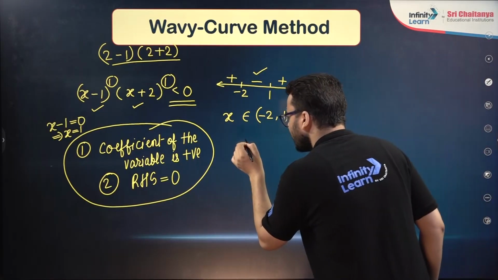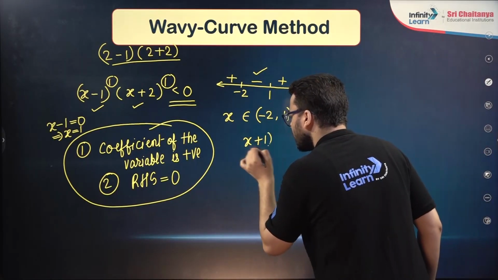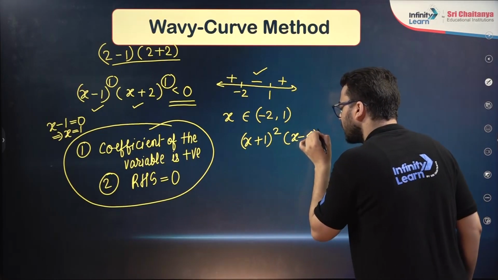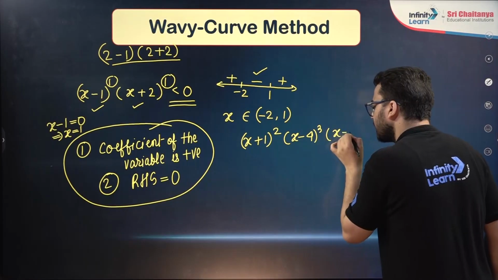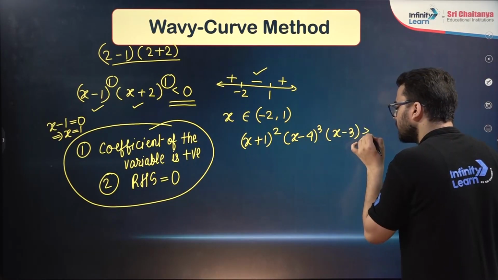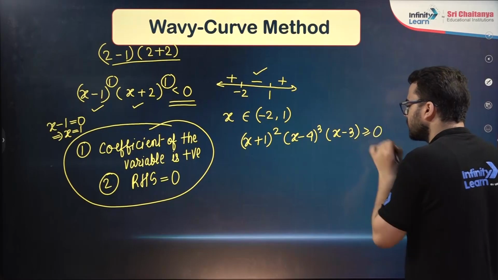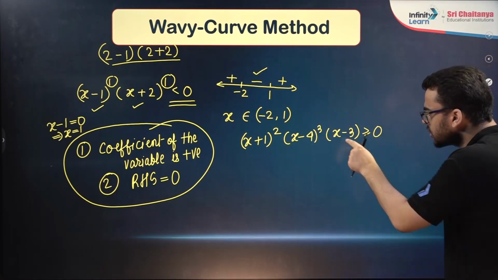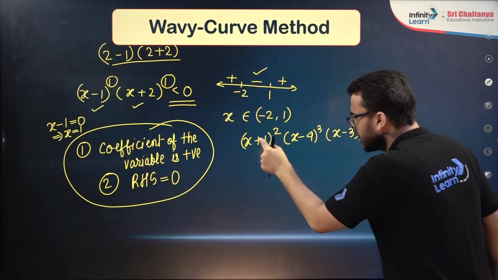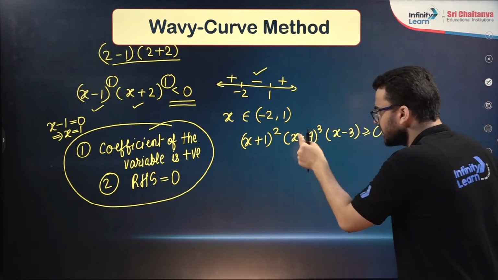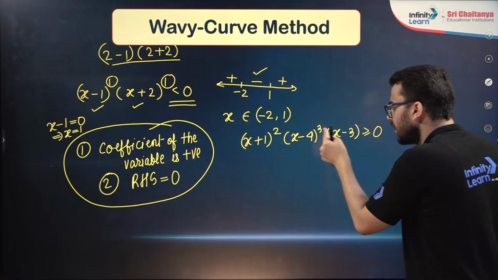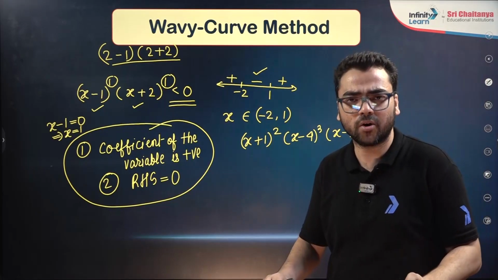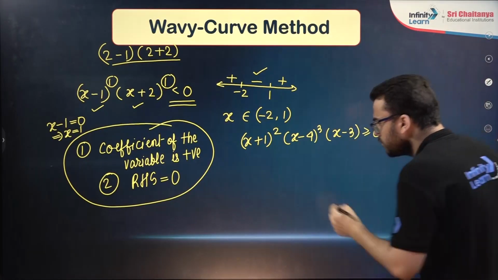See this. For example, I am taking x plus 1 the whole square, x minus 4 the whole cube, x minus 3. Greater than 0 or greater than equal to 0. Suppose something like this. So, what will I have to do? First thing is make sure that the coefficient of x is positive in all the cases. So, you can see easily that the coefficient of x is positive in all these cases. So, you don't have to bother about anything, right? So, what will I do?